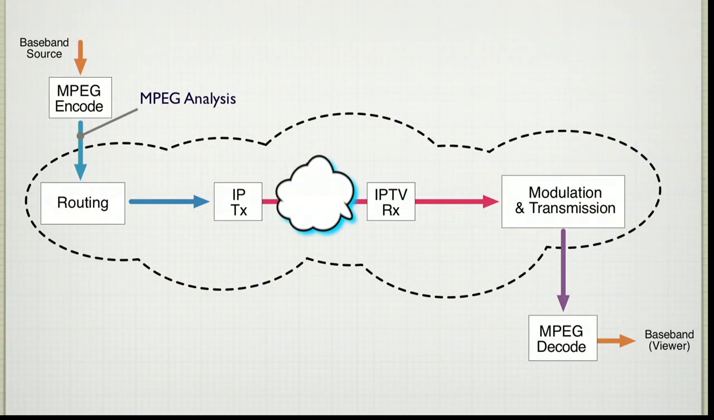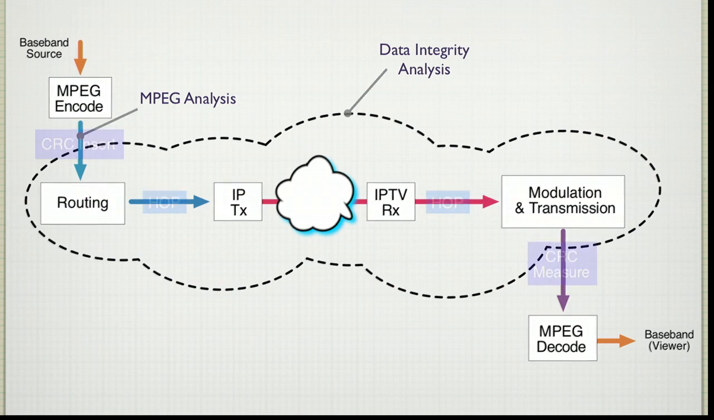Because if we look at this path, once we've built the stream, we don't want to change it. We just want to deliver it, and we want to know that our transport path has perfect data integrity. How can we analyze that?